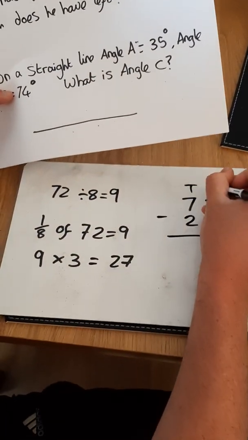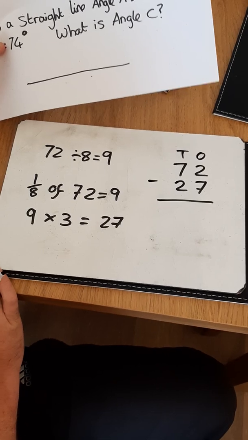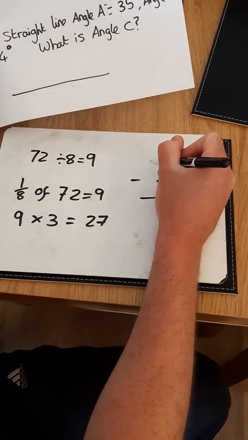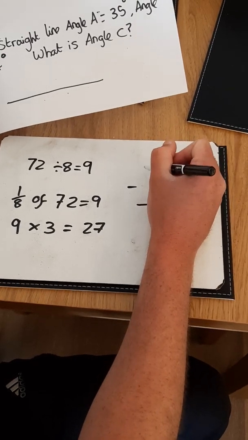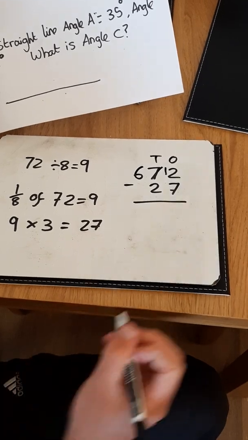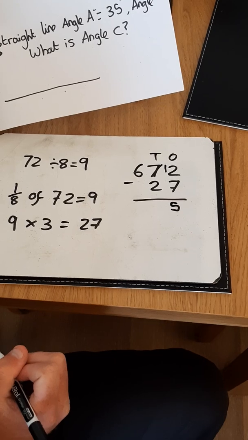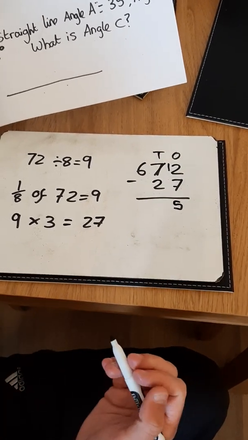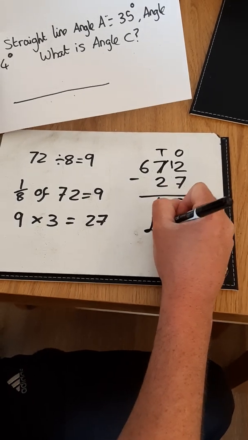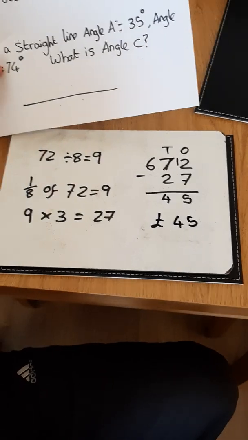Now, to subtract 7, again I can do it, but it's going to give me negative numbers and I don't want that. So I need to get a 10 from next door, and that becomes 12. Okay, 12 minus 7 gives us 5, and 60 minus 20 gives us 40. So he has £45 left.